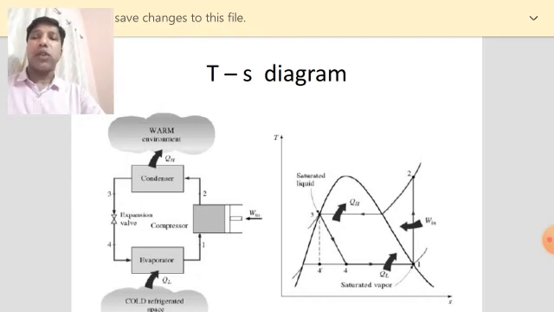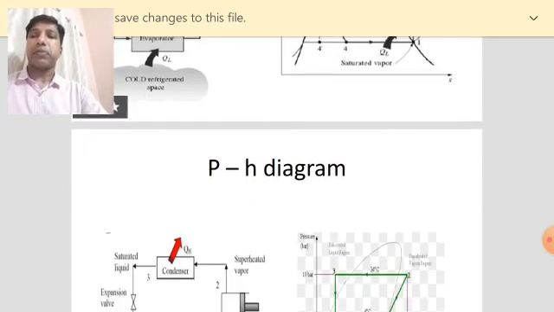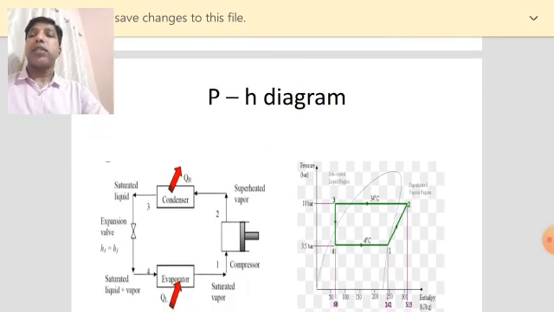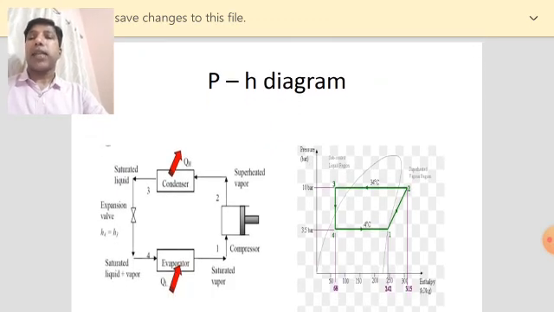Now the same cycle, if you represent it in a pH diagram, you can see 1-2 is a compression. So due to 1-2, the pressure increases as well as the temperature increases. So 1-2 is an inclined line as shown in the diagram. Okay, so 1-2 is an isentropic process, but enthalpy increases.